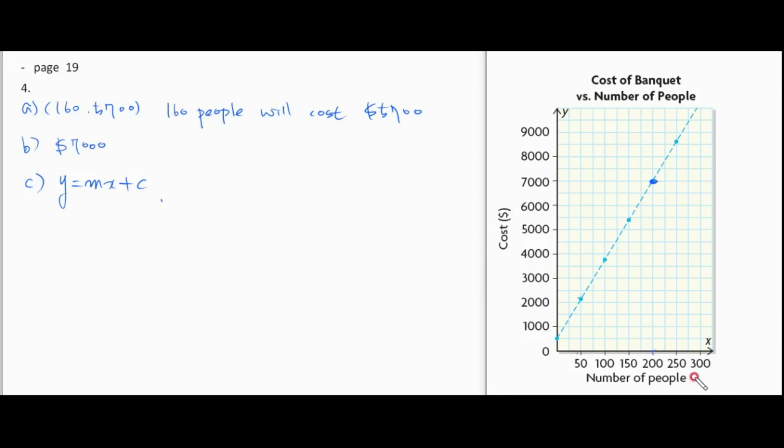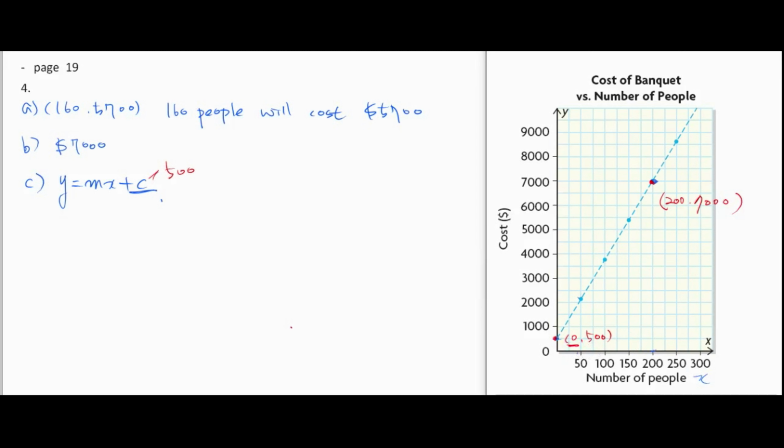The number of people is x, and the cost will be y. So c is the y-intercept, so it will be 500. So c is 500. And we should find m, which is the slope. To find the slope, we should just draw a triangle that has each integer point as a corner. So like this, we'll put one corner here at 0, 500, and another corner at 200, 7,000.